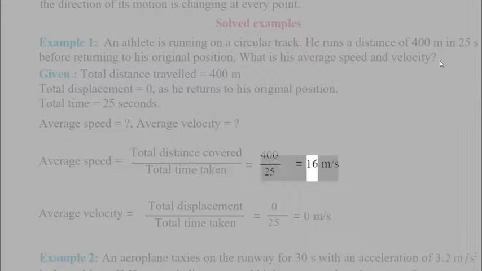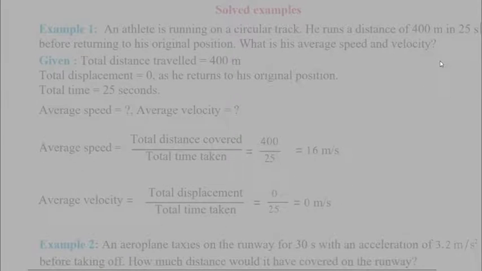400/25 equals 16 m/s. Average velocity equals total displacement divided by total time taken, 0/25 equals 0 m/s.